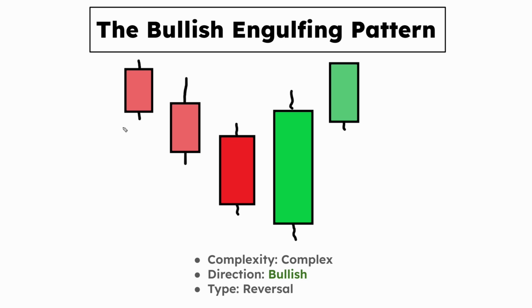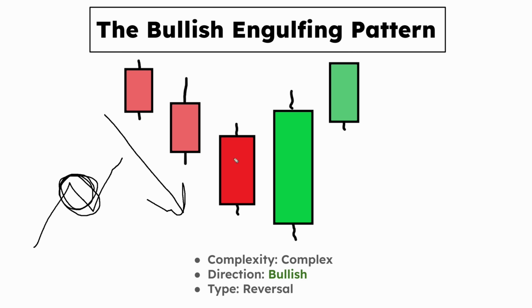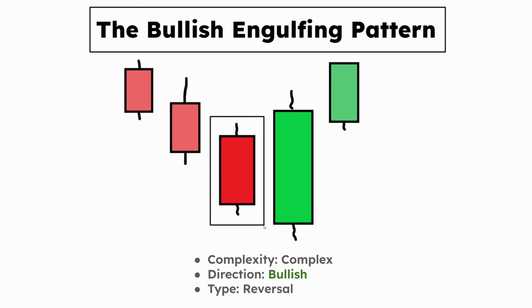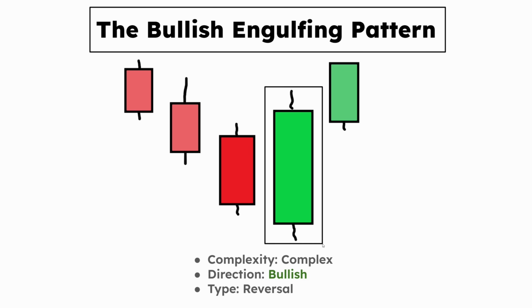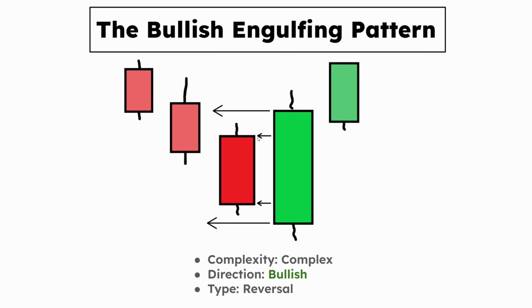So to identify the pattern, you first need to identify a move towards the downside. And remember here that this move can be a pullback, so it can simply be a pullback in an uptrend. And the goal of this pattern is to reverse the price. The first candle of the pattern is a red one. And the next candle is a large green candle that opens below the real body of the red candle and closes above the real body of the red candle. So it needs to open below the close of the red candle and close above the open of the red candle.